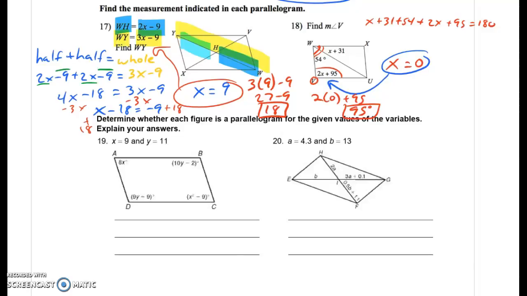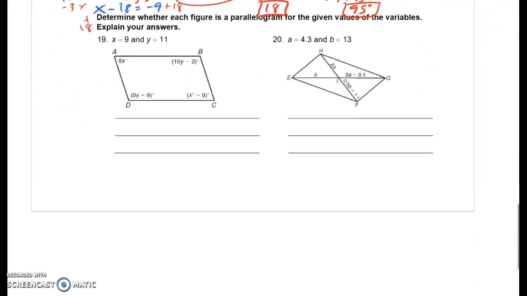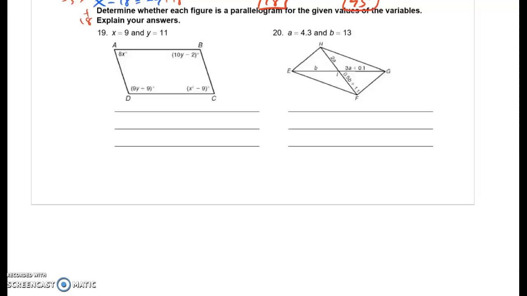The next question says determine whether each figure is a parallelogram for the given values of the variables. Remember, in order for this one to be a parallelogram, because we're looking at angles, these two must be the same. These two must be the same. And these two should add up to 180. These two should add up to 180. These two add up to 180. And these two add up to 180. So we're going to plug everything in to solve for each angle. And then we're going to verify that all those rules apply.